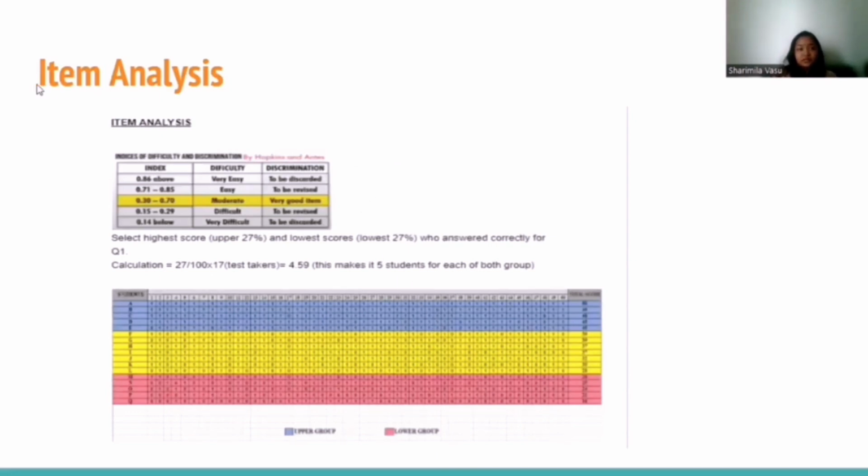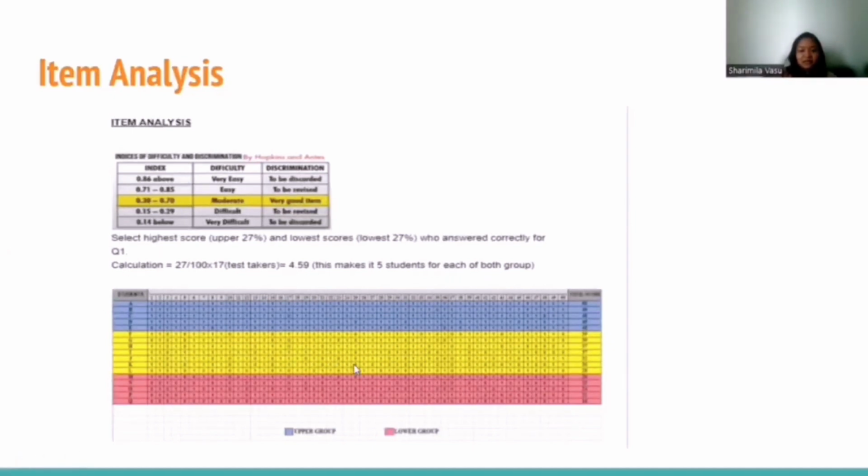For the next part, item analysis. This is the diagram of item analysis for the difficulty and discrimination. Okay. Select the highest score upper 20% and lowest score 20% who answered correctly for question 1. The calculation is 27 per 100 times 17 test takers, which equals 4.59. This makes it 5 students for each of both groups.